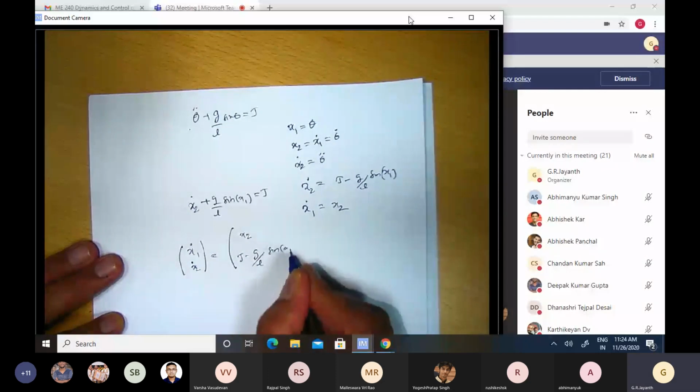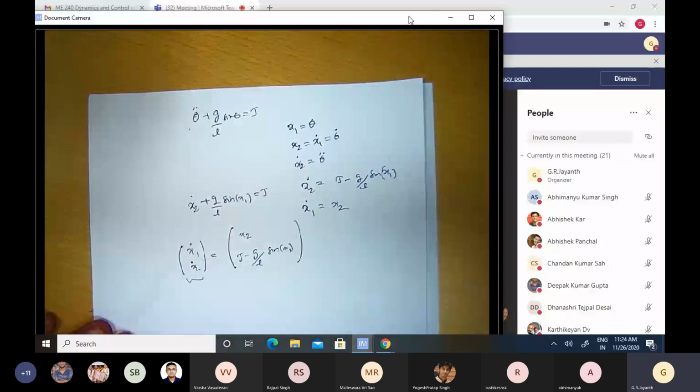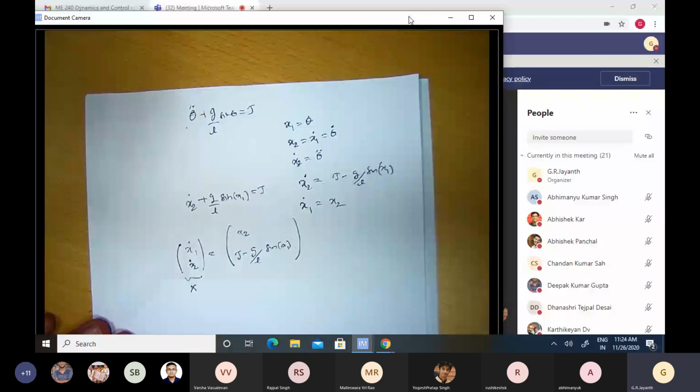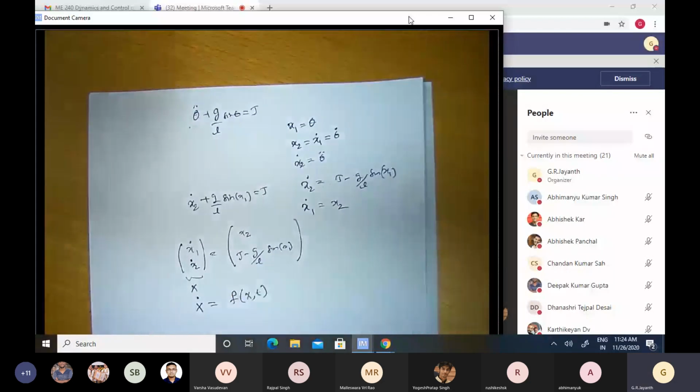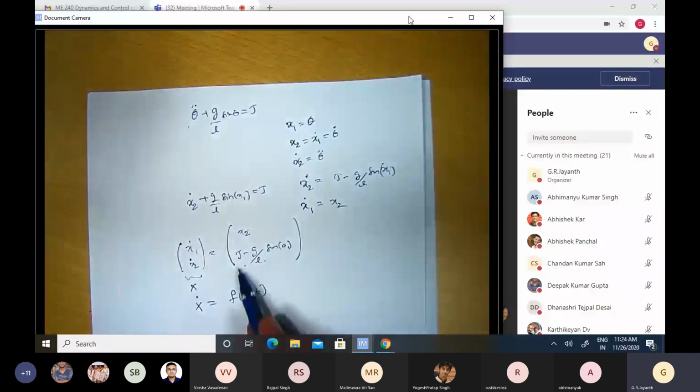Now I define my left hand side as a new vector x. And I notice that it's of the form x dot is equal to f of x comma t, exactly in the form that the mathematician wanted it to be, right? Where this f of x comma t is this vector that I have on the right hand side. It has only x2 in the first row, and it has the forcing term, which is a function of time, tau, there. And if it's a constant, that function of time will be a constant function.